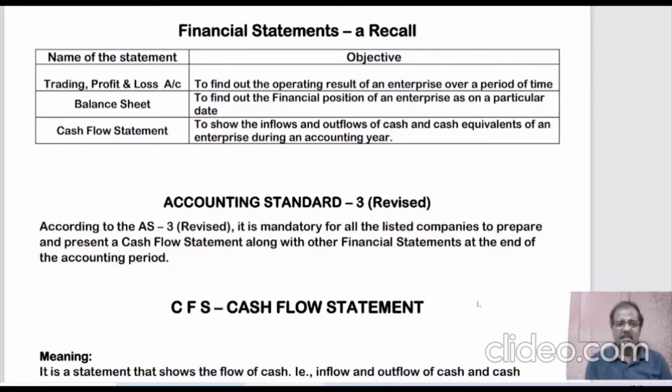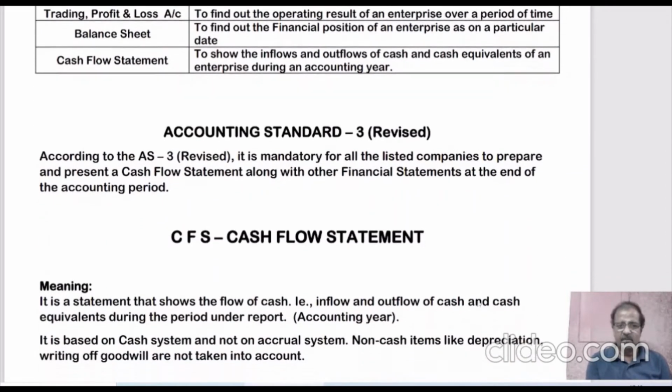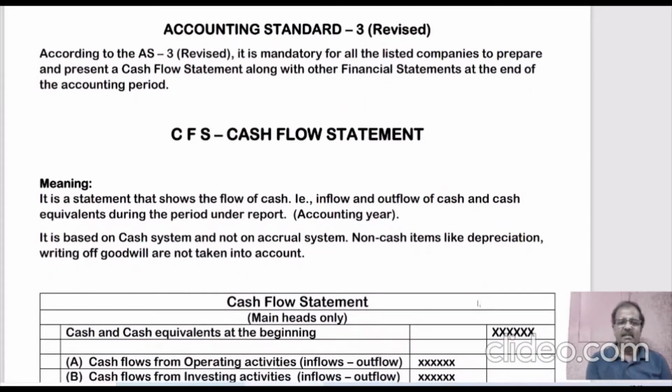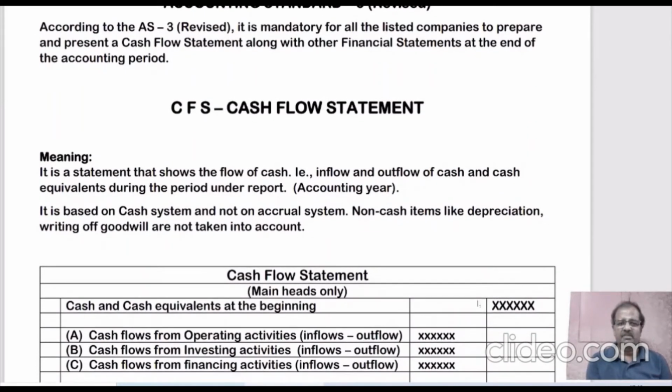That means the earlier two we have seen, trading profit and loss account and balance sheet, plus this cash flow statement should also be prepared and presented at the end of every accounting year. Now, let us see the detailed explanation and meaning of cash flow statement. As we have seen in the objective earlier, the cash flow statement shows the inflow and outflow of cash and cash equivalents during the particular period, that is, the accounting year.